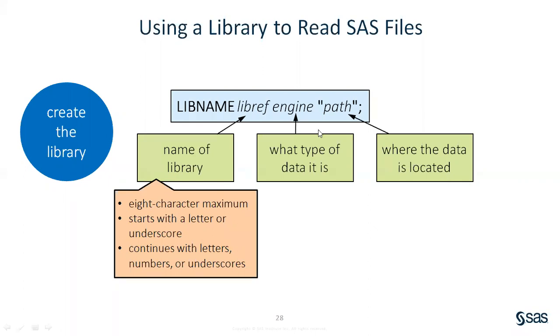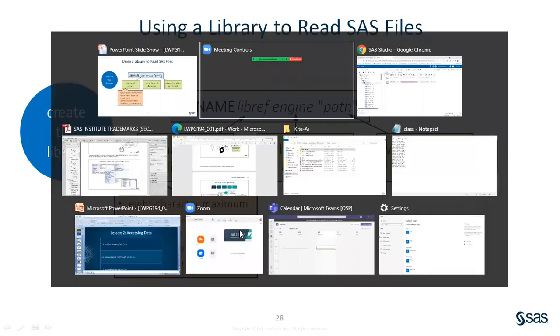Now, when we are giving the name for a library, one should always follow these rules: the name of the library should not be more than 8 characters. It should always start with a letter or an underscore. Subsequent characters could be letters, underscores or numbers. This is the way we create the library.